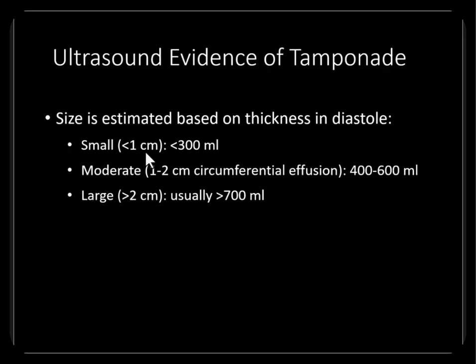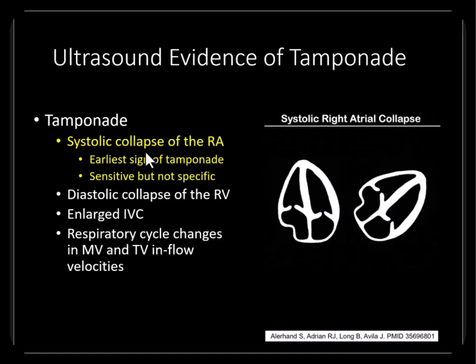And a large effusion is considered to be greater than 2 centimeters in size, which usually equates to greater than 700 mLs of fluid. So now that you've identified that pericardial effusion, how do you know if tamponade is present?